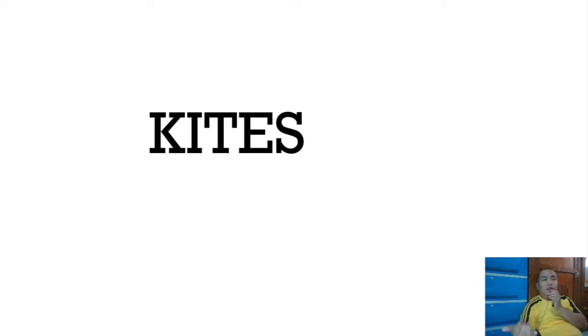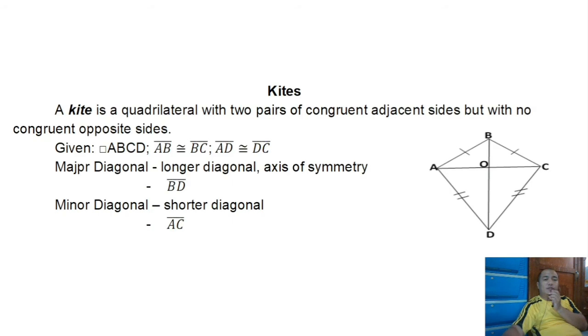Now we proceed to kites. We're now through with parallelograms and trapezoids. Let us also discuss the different properties of kites. A kite is a quadrilateral with two pairs of congruent adjacent sides, but with no congruent opposite sides. So the adjacent sides of a kite are equal, unlike in a parallelogram, where the opposite sides are equal.